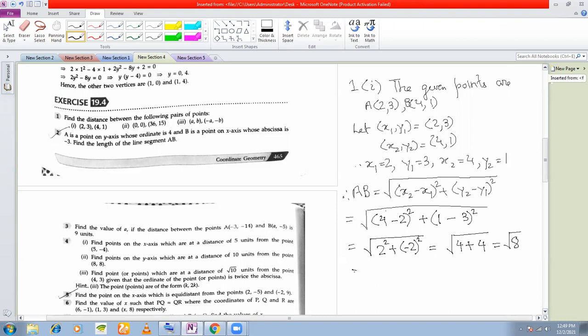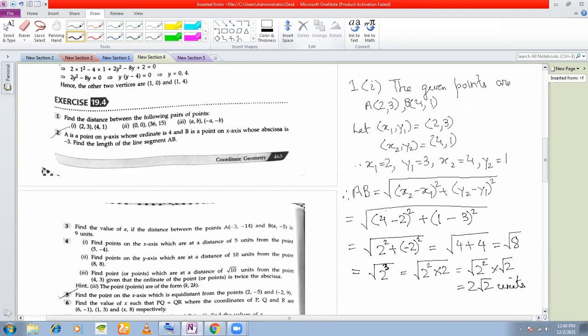Now square root 8 is a pure surd. You can convert it to a mixed surd. You can write this as square root of 2 cube, which can also be written as square root of 2 square into 2, which can also be written as square root of 2 square into square root of 2, which is now 2 root 2. So the distance between AB is 2 root 2 and we write here units. Okay. The distance between A and B is 2 root 2.